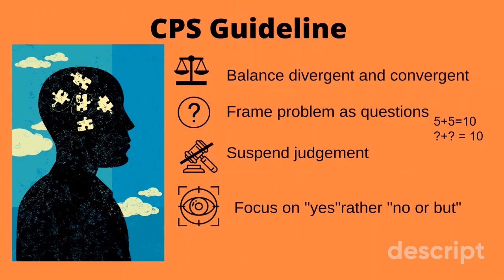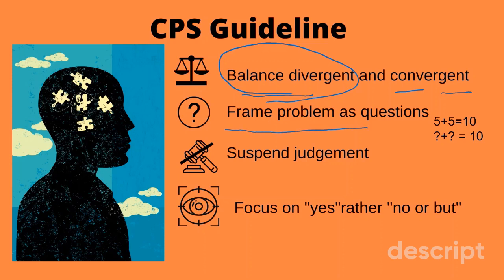Let's go through the creative problem solving guidelines. The first is balance divergent with convergent, which means that you start with divergent and come up with a free flow of ideas without judgment, followed by the convergent step of evaluating and organizing all those ideas.